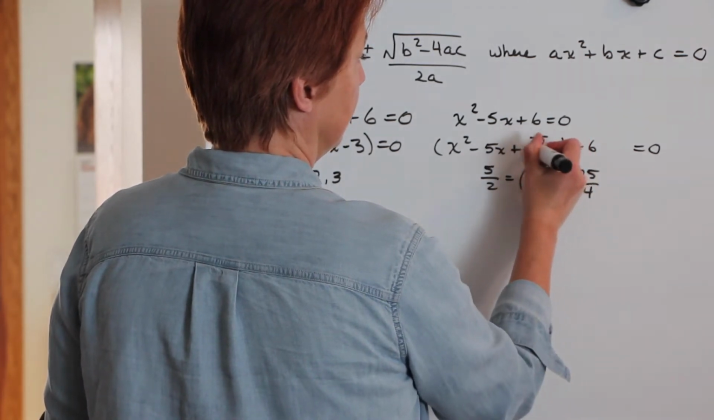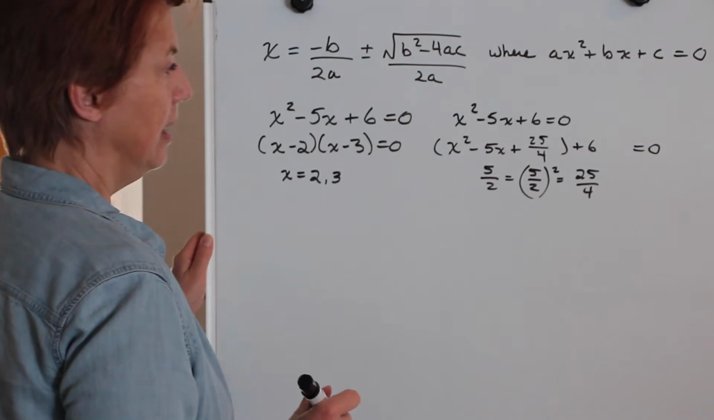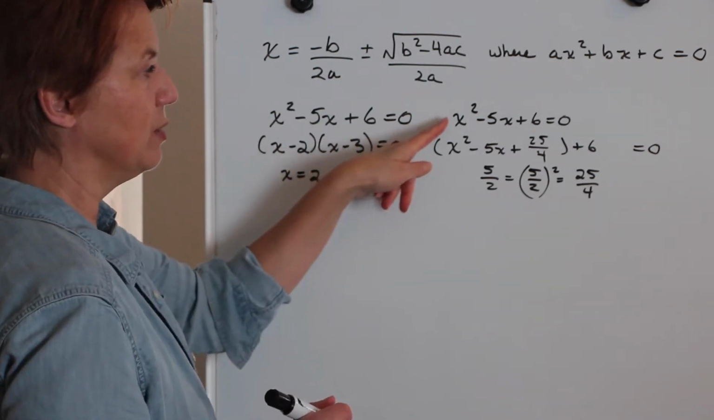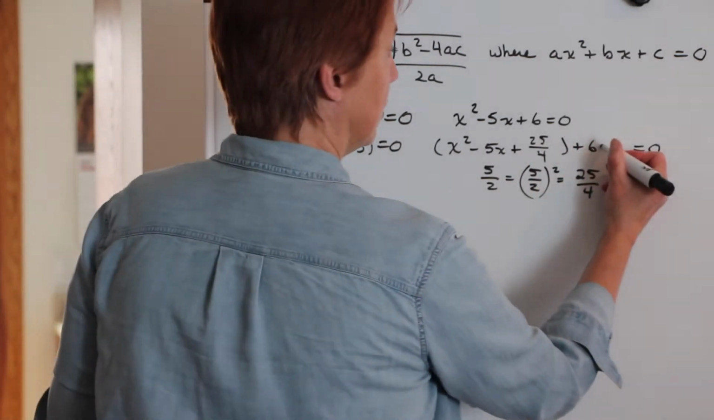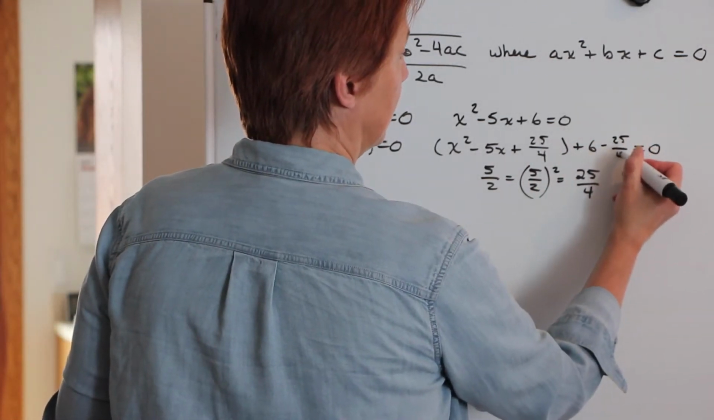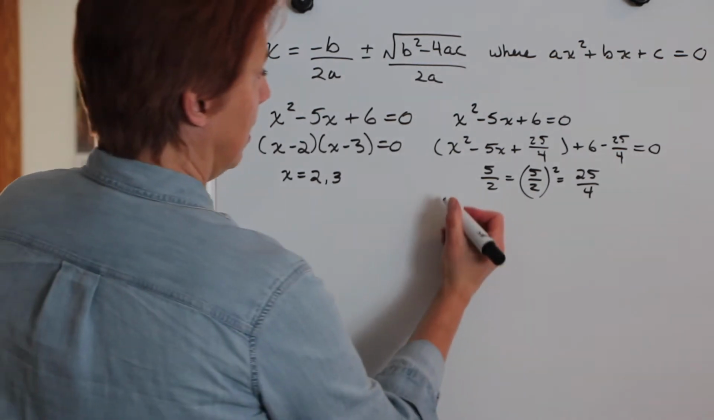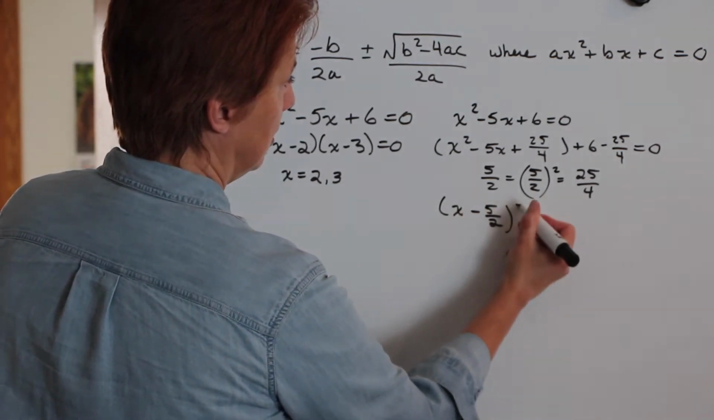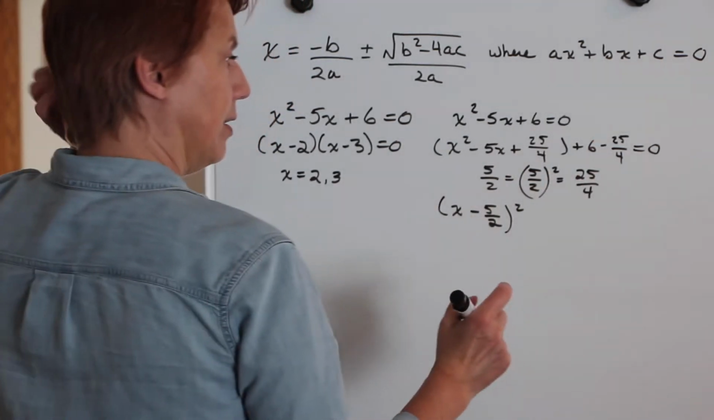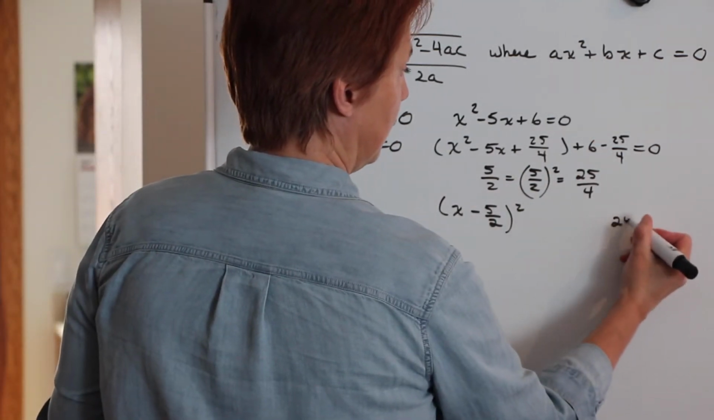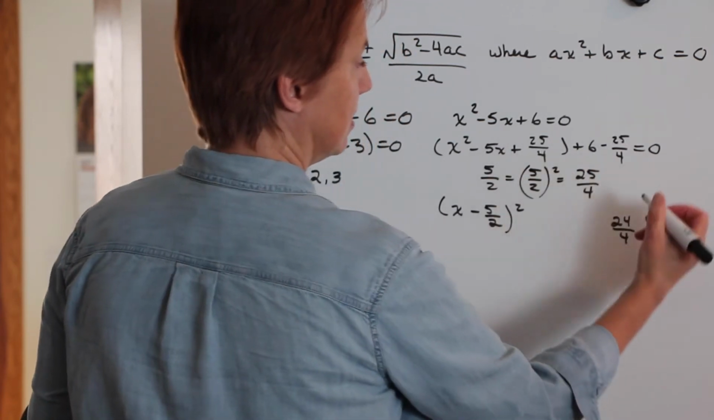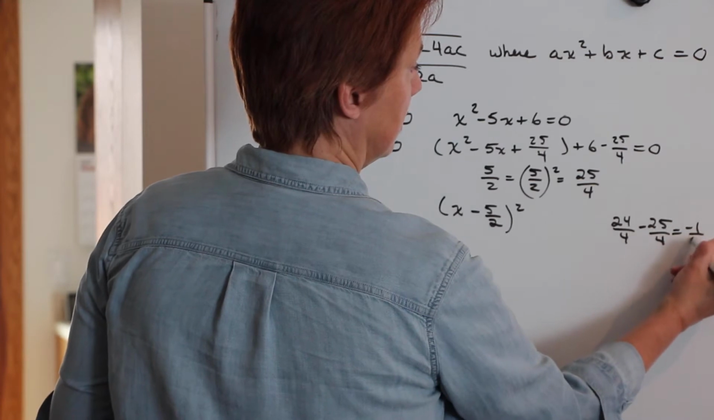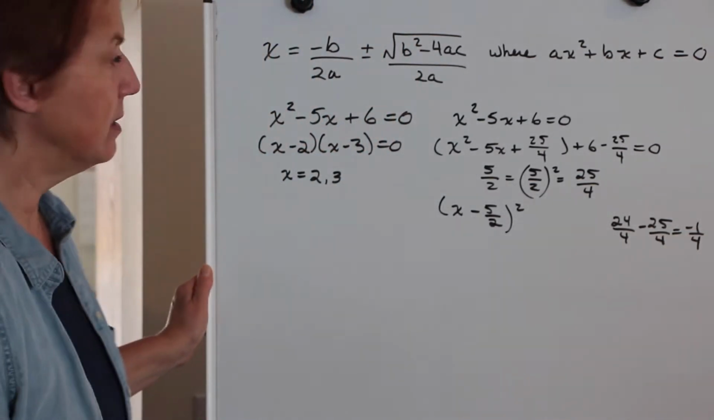That goes here. Okay? Now, because nothing was factored out, the 25 over 4 is all this has been changed by. So I'm going to subtract it off right there, okay? Then I'm going to write x minus 5 over 2 all squared. Now this math here, we have 24 over 4, that's what 6 is, minus 25 over 4 is negative 1 over 4. Does that make sense?